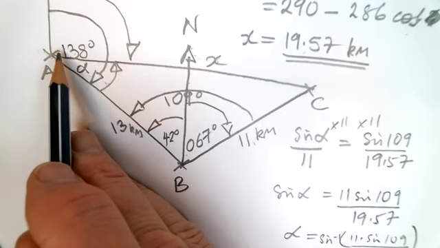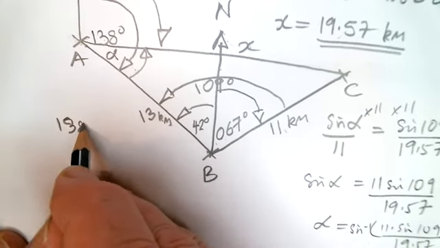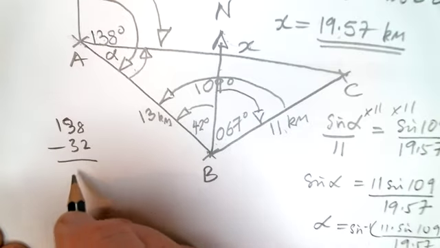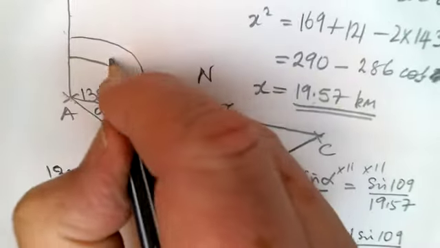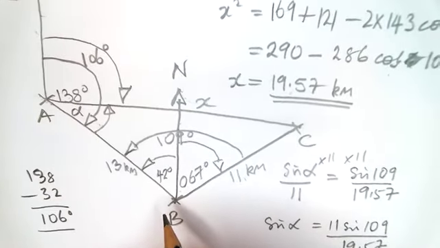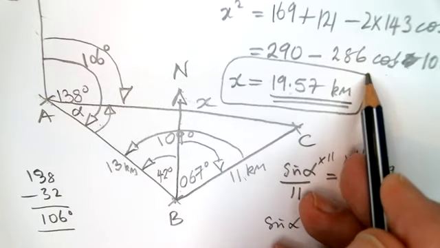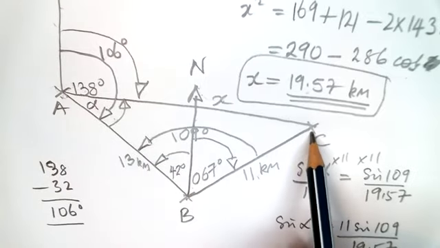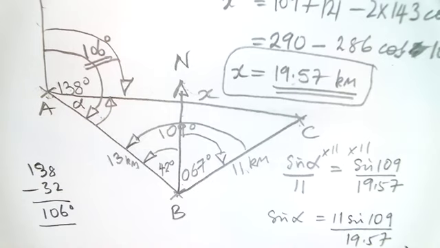So this is now 138 minus 32. I won't worry about the decimals, which gives me 106 degrees. So that means this angle here is 106 degrees. And that's our bearing now. So the distance between the two is 19.57 kilometers, and the bearing from A to C is 106 degrees. Hope that makes sense, folks.